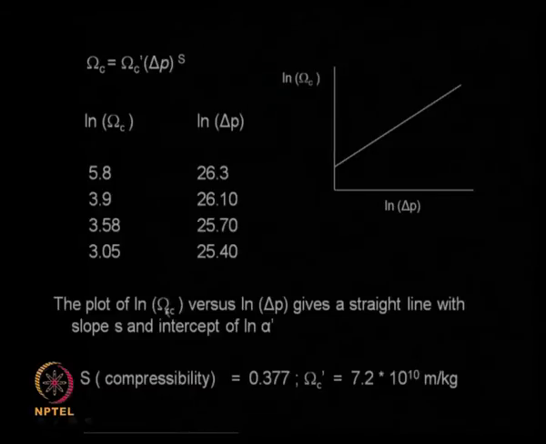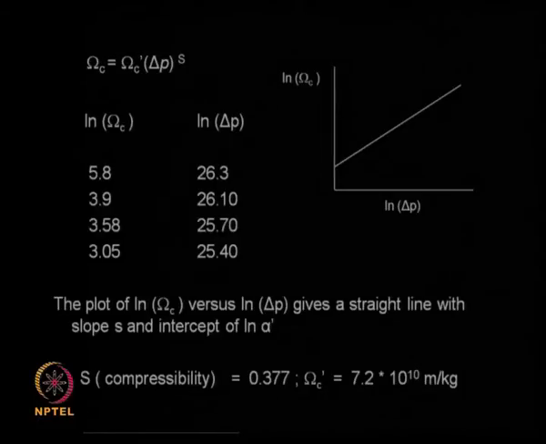So the plot of the logarithm of this term versus the logarithm of delta p gives a straight line with slope s, okay, and the intercept is equal to this particular term actually. So from this we can calculate that the compressibility is 0.377.